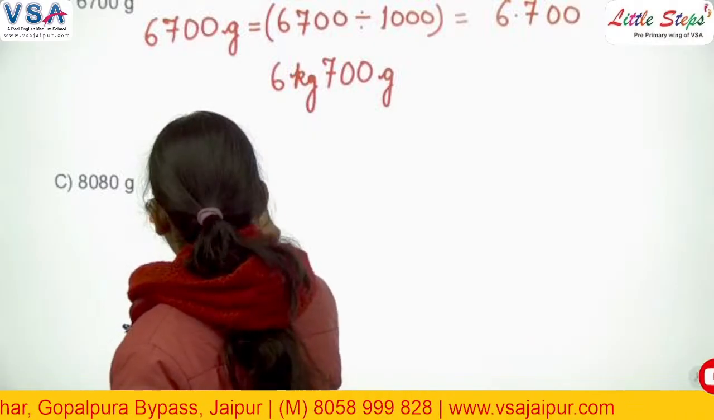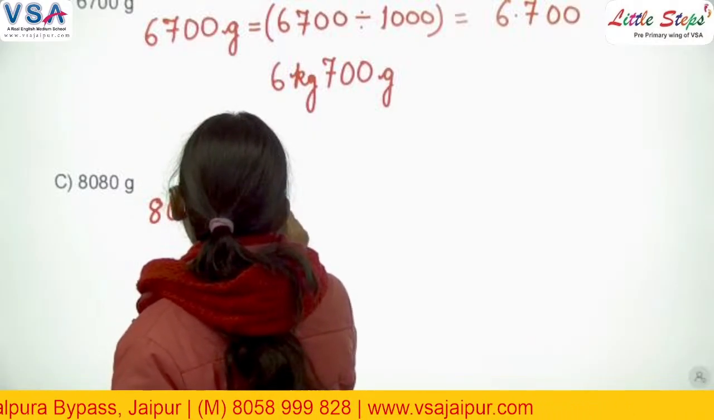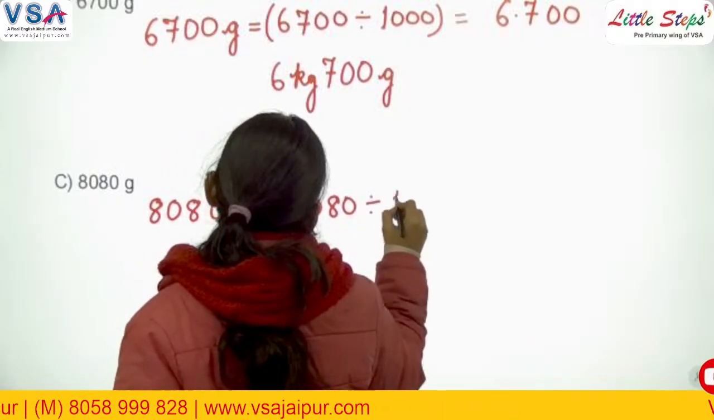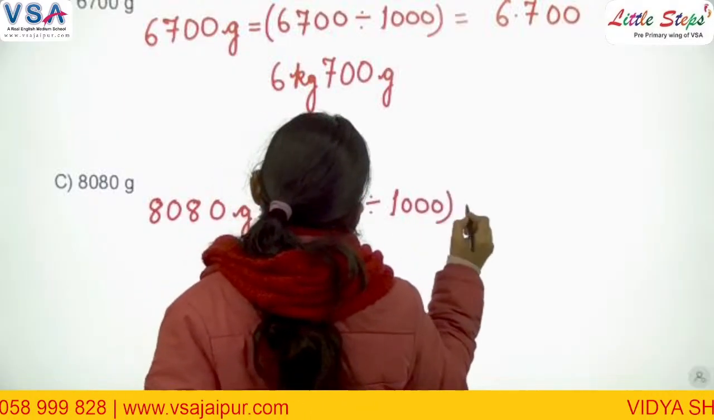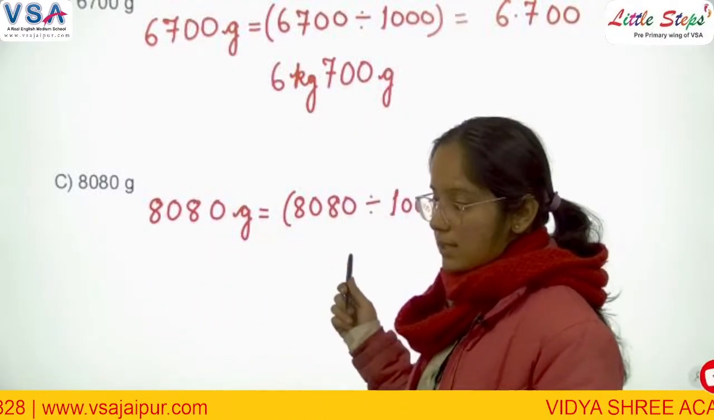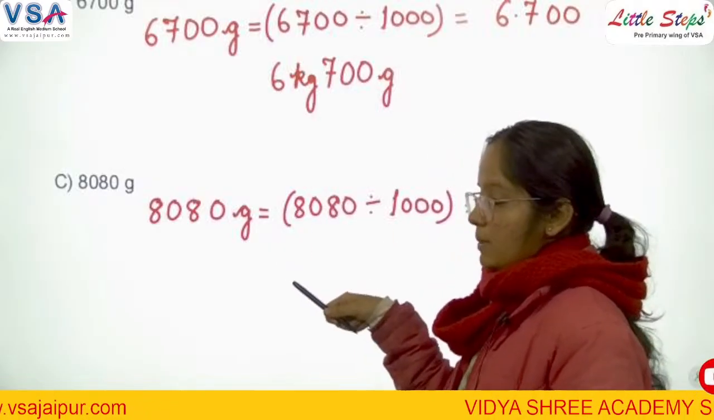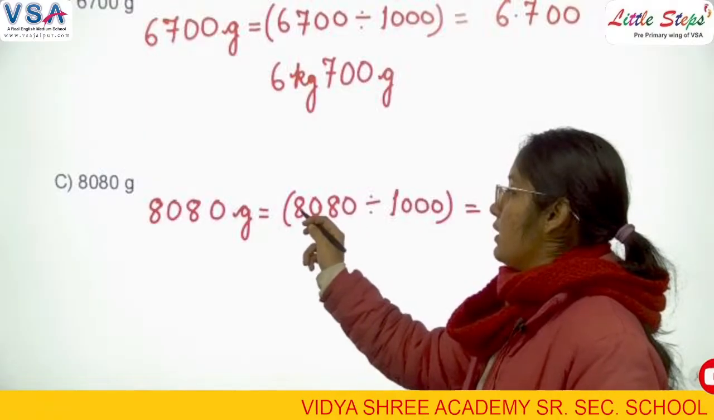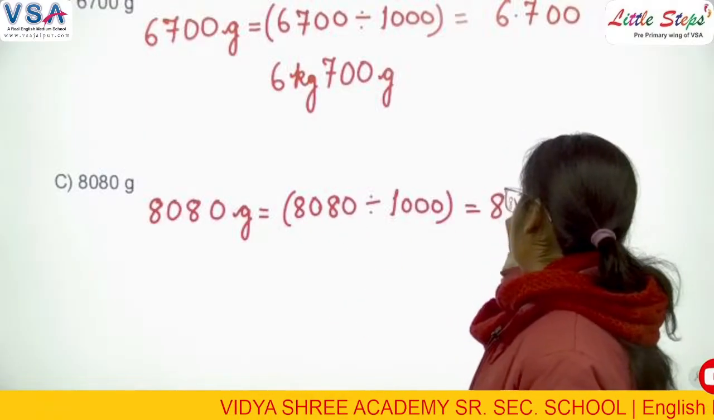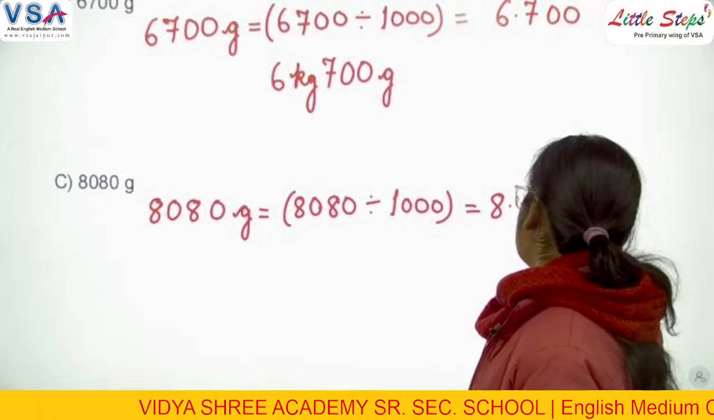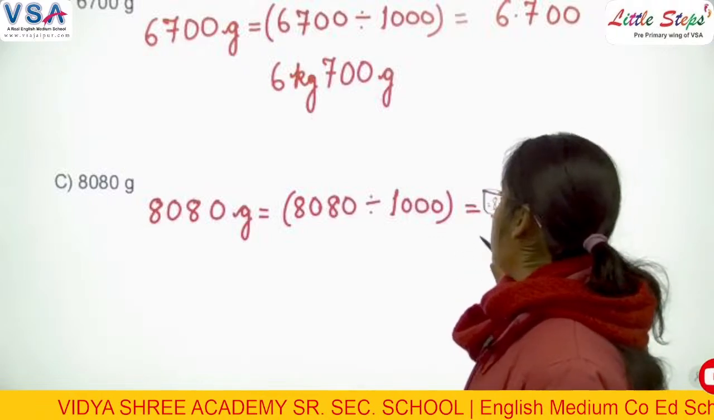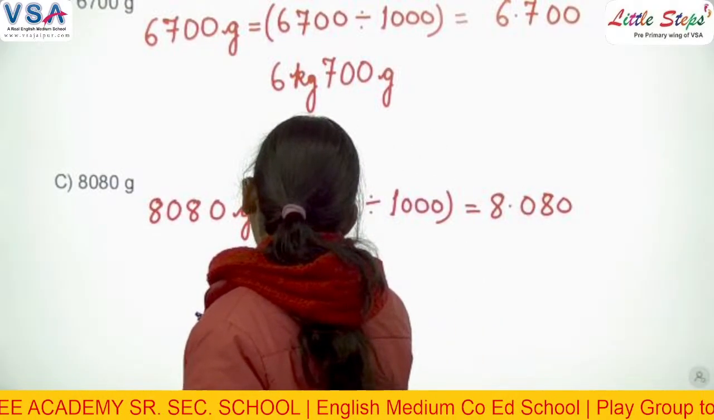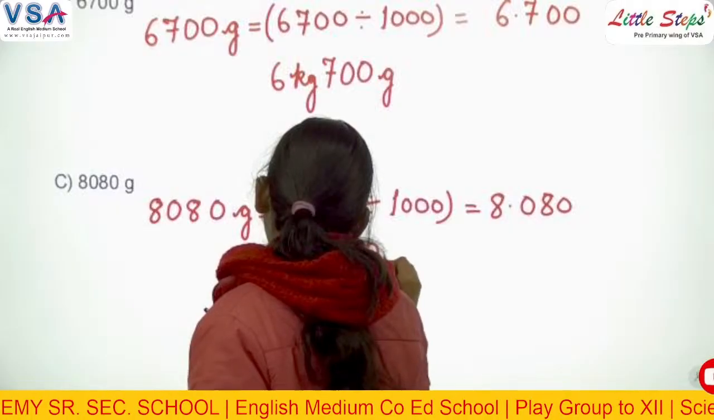8,080 grams equals 8,080 divided by 1,000, how many zeros are there in the 1,000? There are 3 zeros. We will put a decimal before that, before 3 digits. That is first, second, third. We will put a decimal in between. It will be 8.080. So we have 8 here. That is kg and 80 grams.